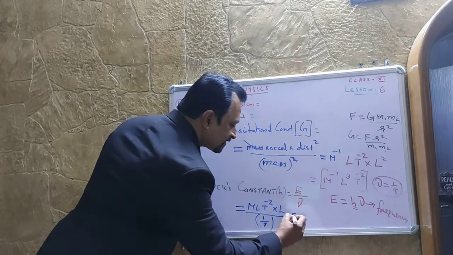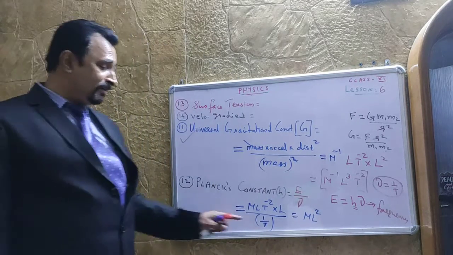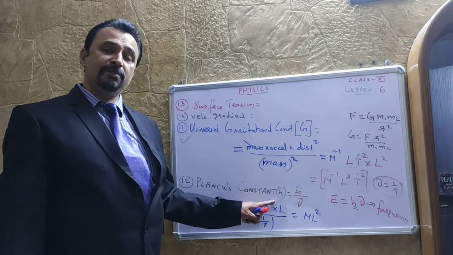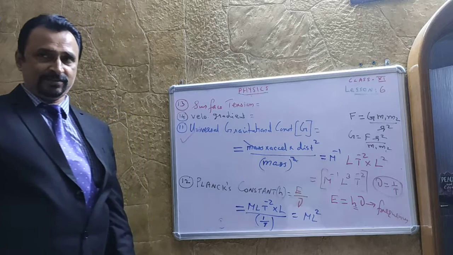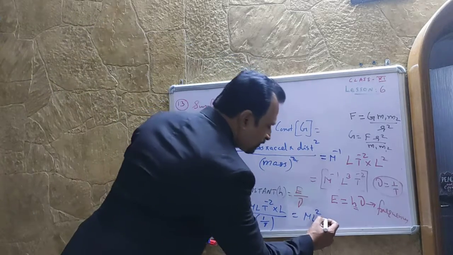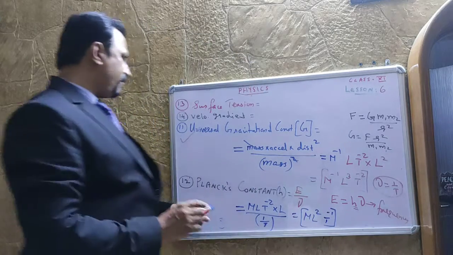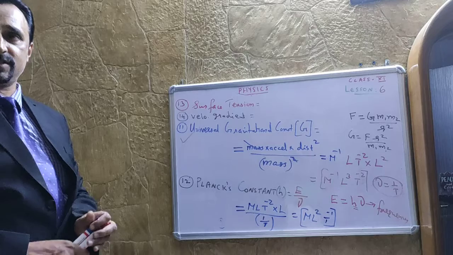So what is your final answer? M L square. Can you complete? T. What is the power of T? Is it minus 3 or minus 1? Minus 1, because minus 2 plus 1. So M L square T minus 1. This is the dimensional formula for Planck's constant.